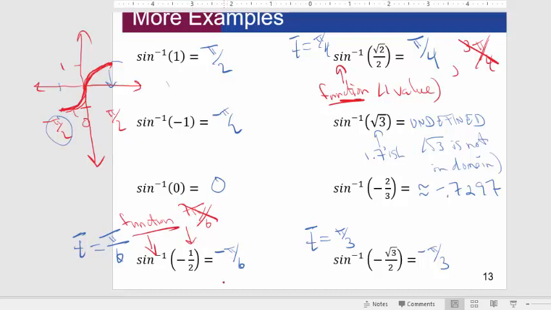It's actually negative pi over 6, because the value has to be between negative pi over 2 and positive pi over 2. So again, this is the kind of thing that takes some getting used to. You have to do a lot of practice with these and realize, all right, well, whenever you're doing inverse sine, you're always going to end up with a value between negative pi over 2 and positive pi over 2.